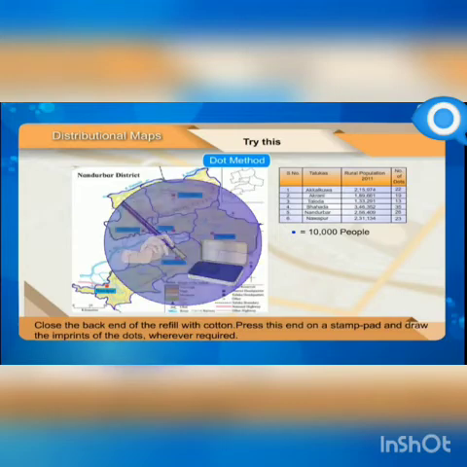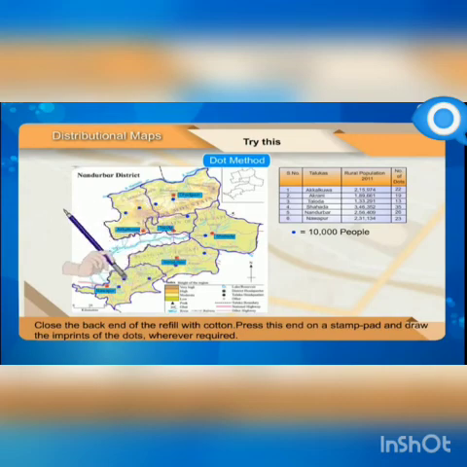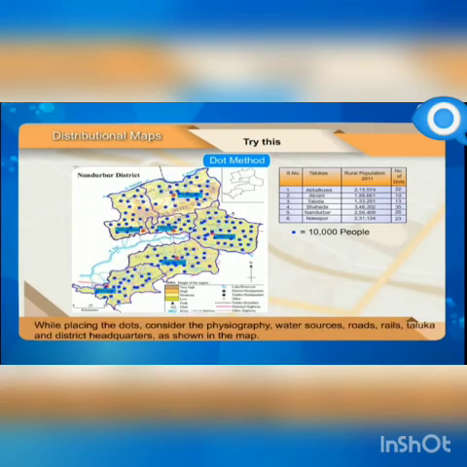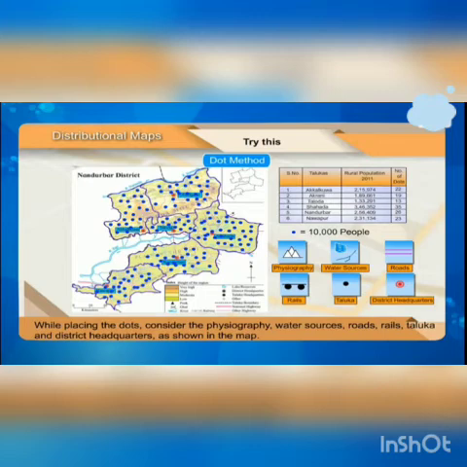Where the population is highest, more dots will be there. Where the population is low, fewer dots will be there. One dot represents 10,000 people. Where the density is more, the number of dots will also be more. Where the density of population is less, the number of dots is also less.